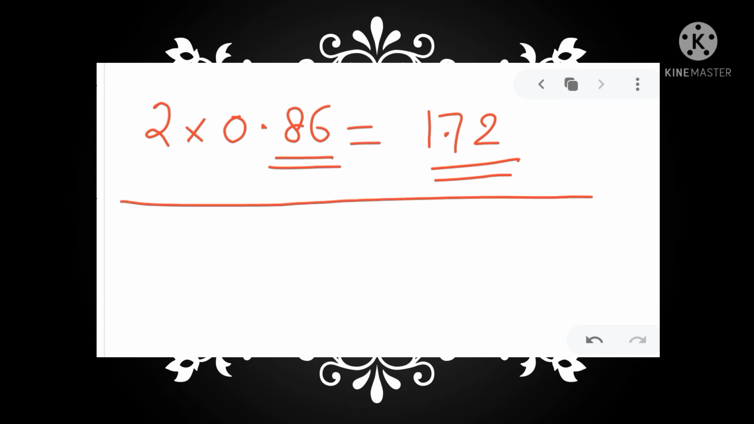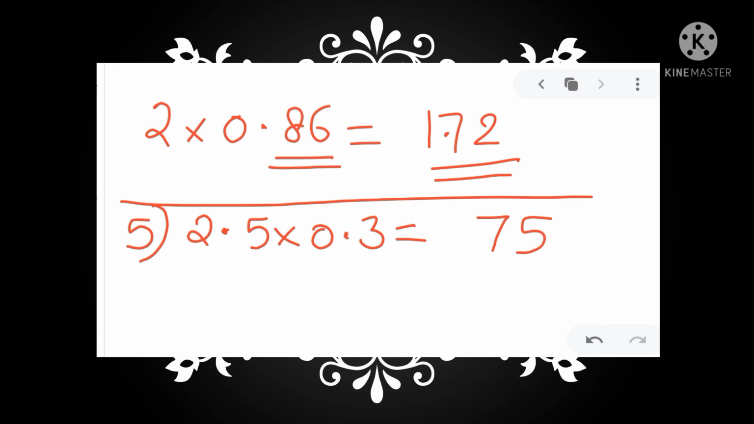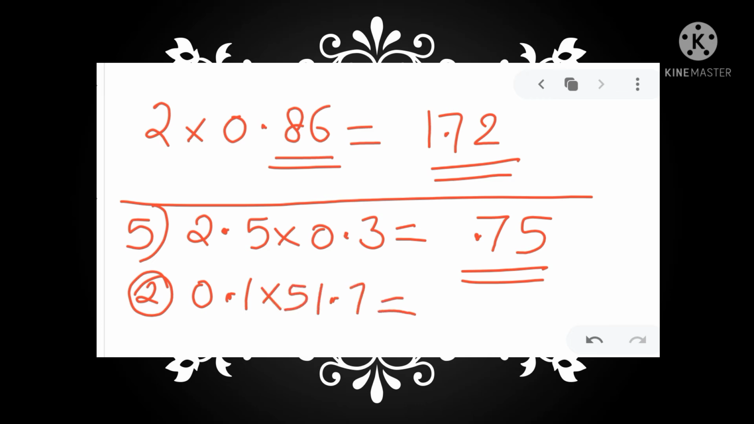Let us look into question number 5 from this exercise, that is 2.5 into 0.3. We want to multiply 25 with 3, that is 75. The total number of decimal places is 2, so the answer is 0.75. That is the second question from this section, 0.1 into 51.7. 1 into any number is that number itself, so 517. Total number of decimal places is 2, so it is 5.17.